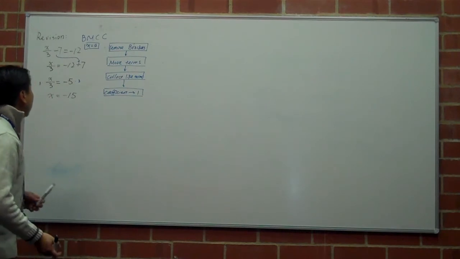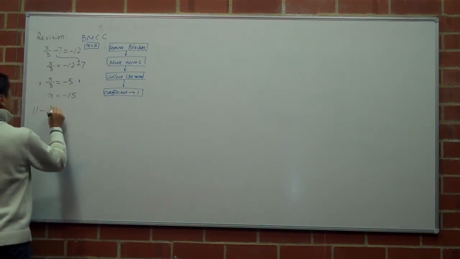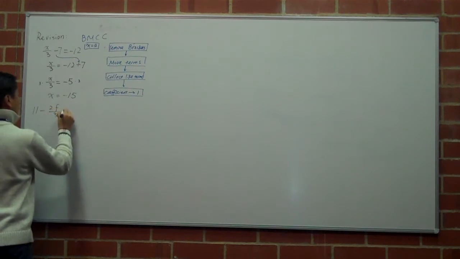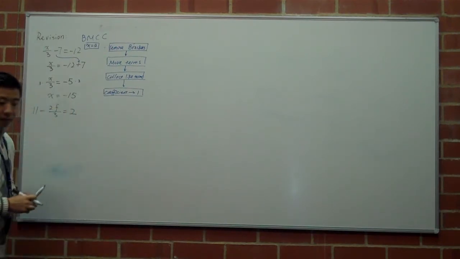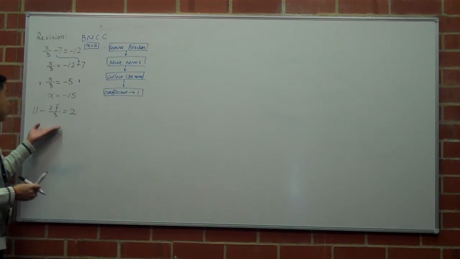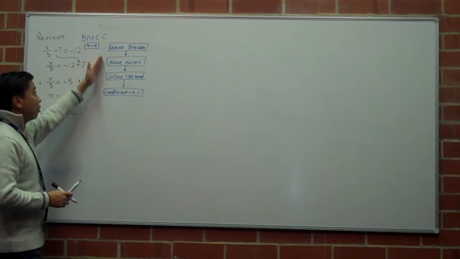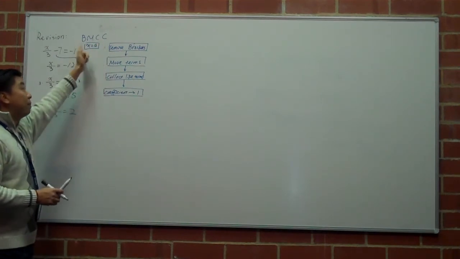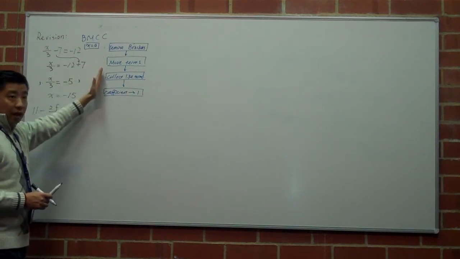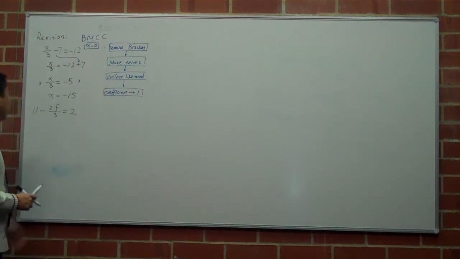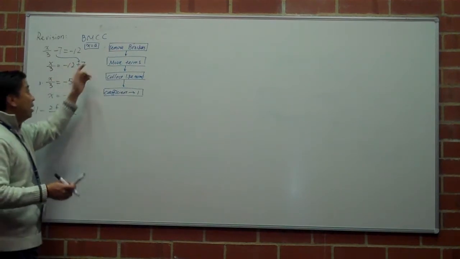Now, another example to do the revision. Let's have a look. Equals 2. Now, let's have a look at this question. For this question, we still have to follow all the steps. You just remember BMCC in your mind. Brackets, move terms, collect like terms, and coefficient 1. So BMCC, brackets, there's no brackets here, happy.